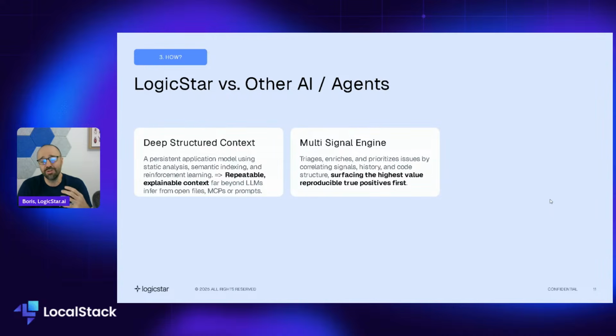That's the number one thing. Multi-signal engine, pretty much this is the ability to surface the highest value reproducible true positives first, right? Allow us to identify these are the real problems that we can deal with, they are real, and we can fix them. For everybody else, we're continually using manual steps to fix things today.